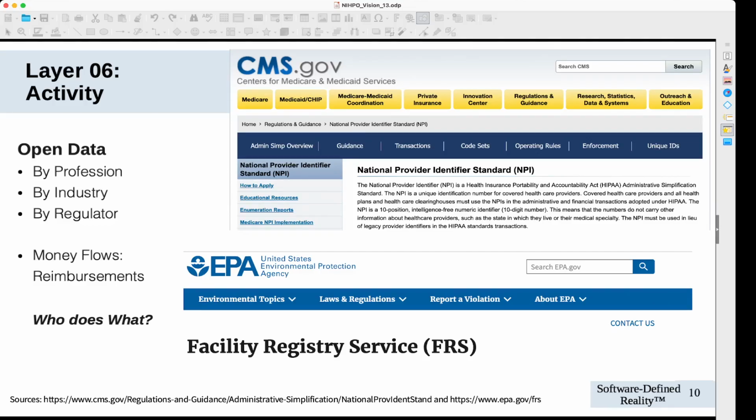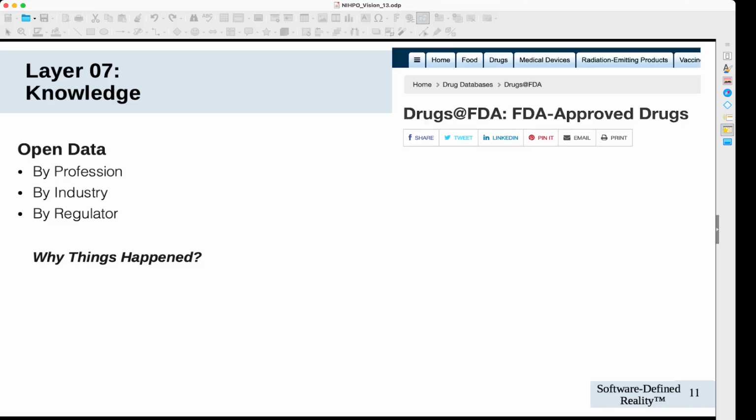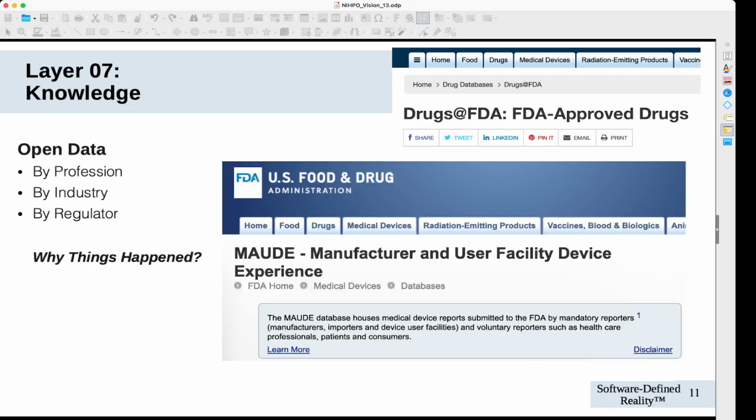And then in the final layer, we have the ability to determine knowledge by profession, by industry, such as why things happen. For example, in the case of the FDA, what drugs were approved, and also in more granular detail, the adverse events reported against medical devices. So think of this layer as the summary of how people and entities and facilities and processes came together to generate knowledge, and most products and services are the result of that knowledge compilation.